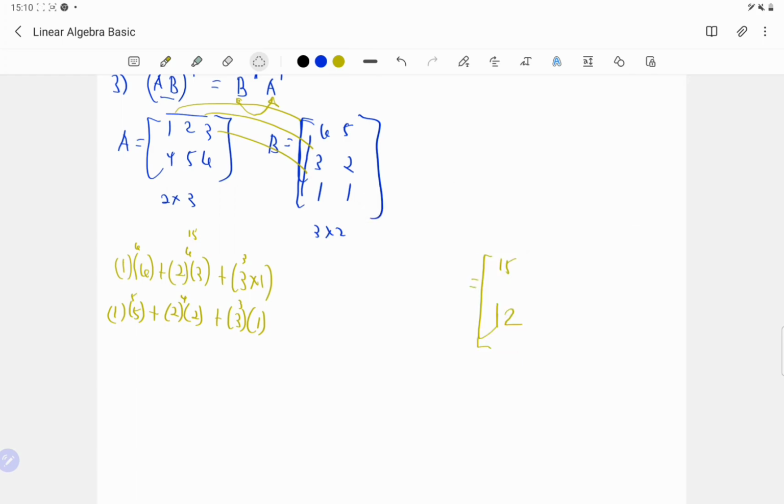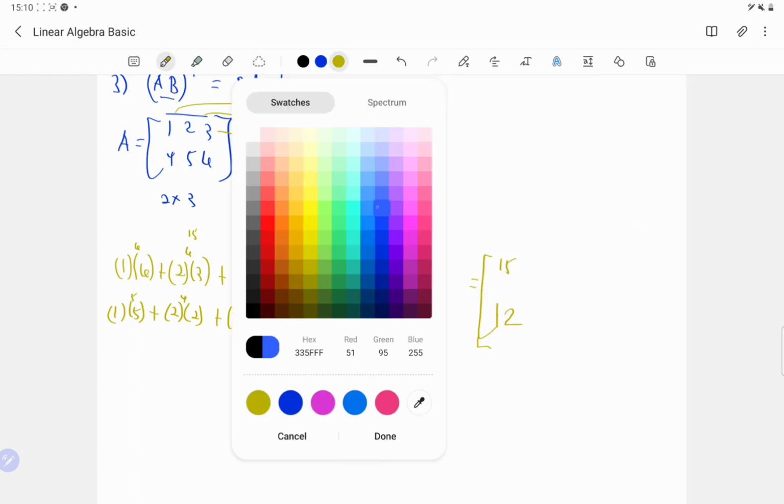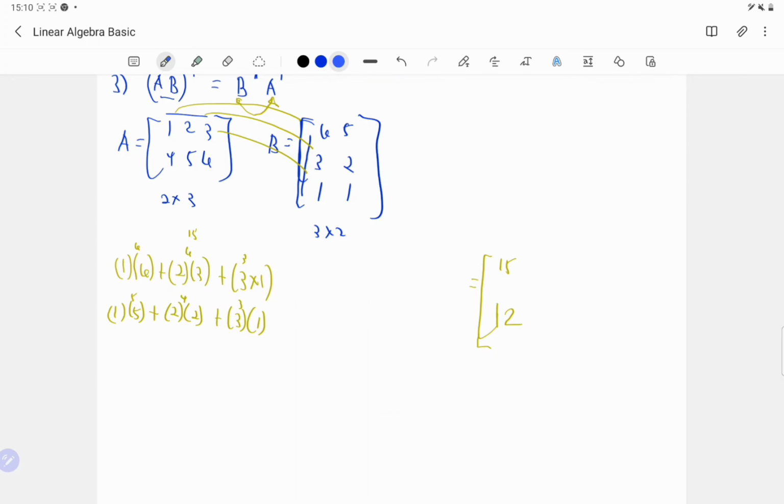Okay. Now let's do the second column. We're done with the first column. I will remind you that this is 2 by 3, so the output would be 2 by 2. Alright. Oh, have patience. Let's do this together. 4 times 6 plus 5 times 3 plus 6 times 1 and 4 times 5. I should have used a smaller number, guys. Sorry for that.